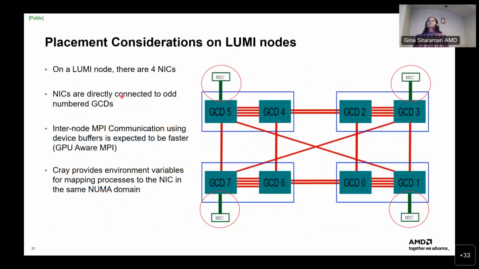When it comes to network interface cards, these are important when we have inter-node communications. On a LUMI node, we have 4 of these NICs, and they are directly connected to GCDs, odd number GCDs. So we would like to use GPU-aware MPI. Any data that is kept in device buffers, if used for MPI communications, is going to be more efficient. It's going to have lower latency and improved performance of those MPI communications.